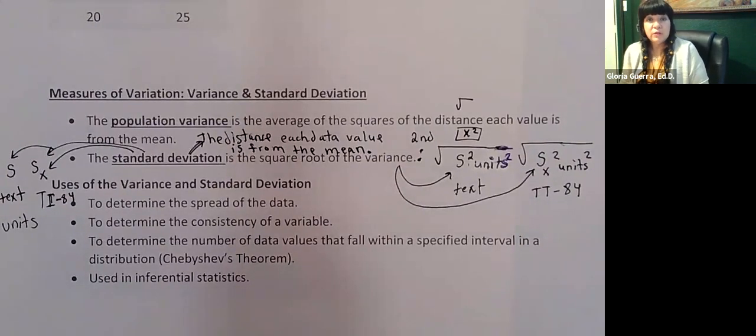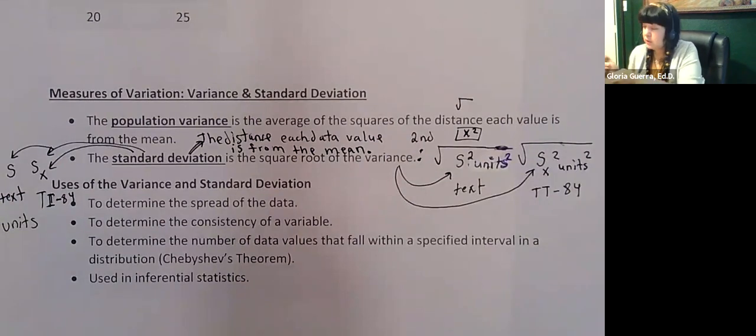Okay, so in statistics, they like to keep track of these distances. You have the mean in the center, and they keep track of the data value and the mean, and the distances that each data value is from the mean. So that's related to standard deviation.